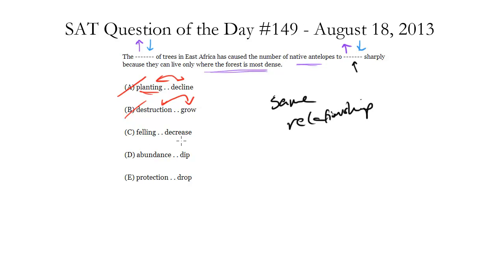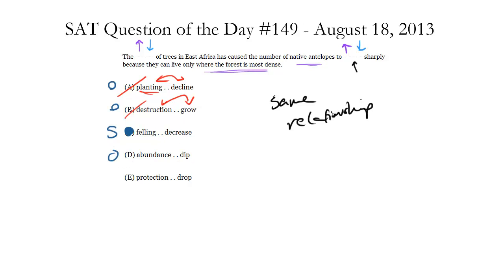C, felling and decrease. Well, felling of trees means cutting them down. So would the cutting down of trees lead to a decrease in the population? Yes. Here is our same relationship. This was opposite. This was opposite. Here is our same relationship because it shows that as we cut down trees, as we fell them, the number of antelopes will decline or decrease because of this reason.